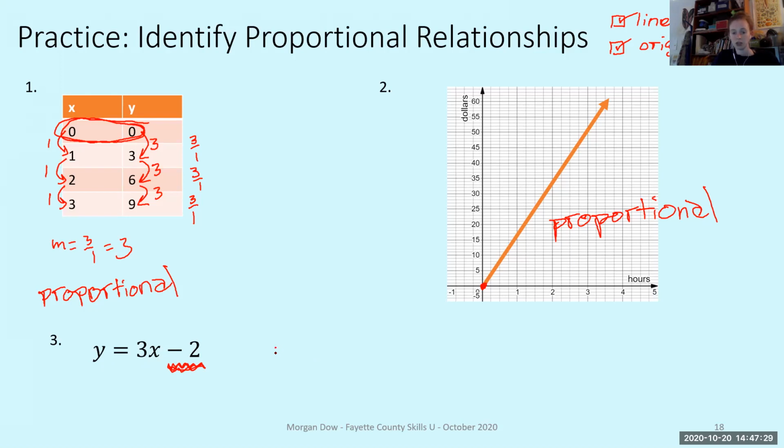So if this equation had just said y equals 3x, that would be a proportional relationship. But since it's actually crossing the y-axis at -2, it is non-proportional. So it is a linear equation, it just doesn't happen to be a proportional relationship.